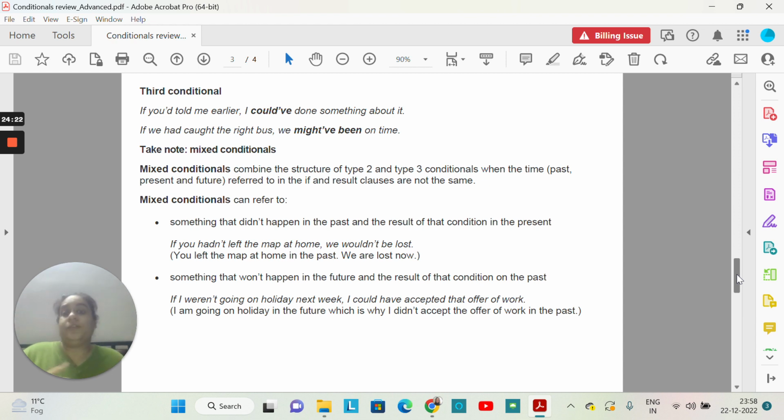Something that won't happen in the future and the result of that condition on the past. So how do we frame it? If I weren't going on holiday next week, like I said, the exception is for a simple past tense, the exception if you're using a to be verb is it will always for first and second person, it will change to were. Instead of was, you will frame it with were. If I were not going on holiday next week, I could have accepted that offer of work.